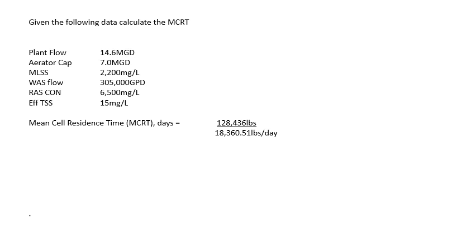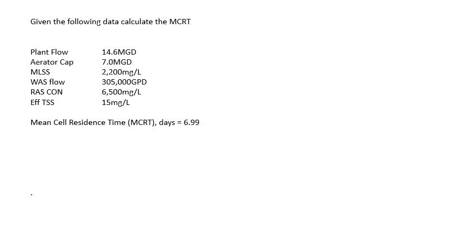You get 18,360.51. So you're now going to divide that into your 128,436 pounds, divided by 18,360.51 pounds per day. Your pounds are going to cancel out. And the answer is 6.99, most likely rounded to 7 days.